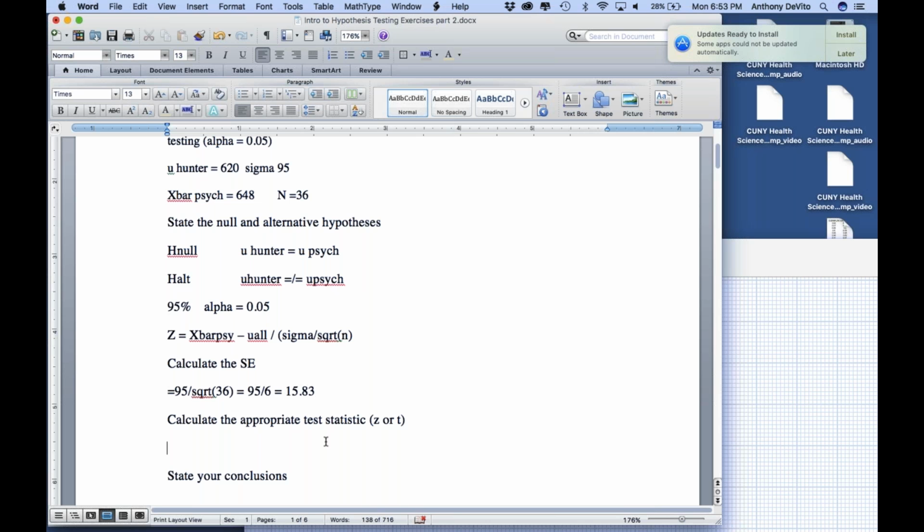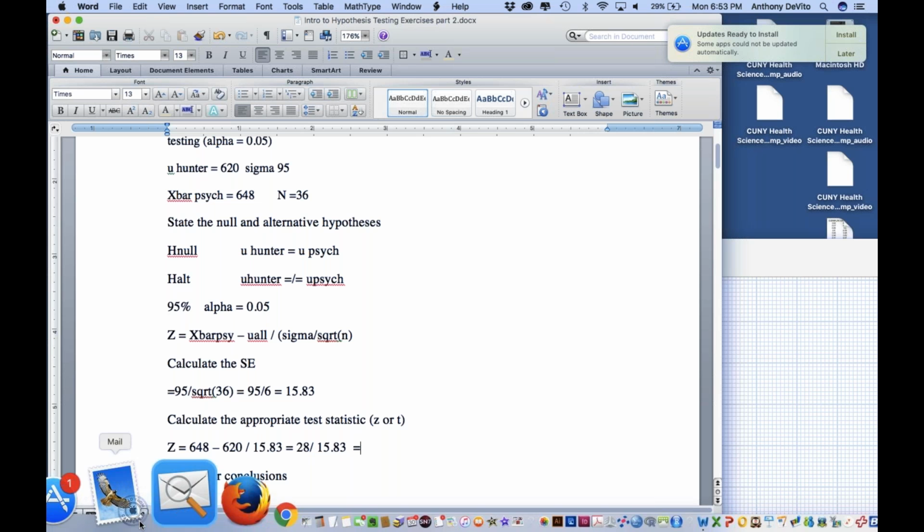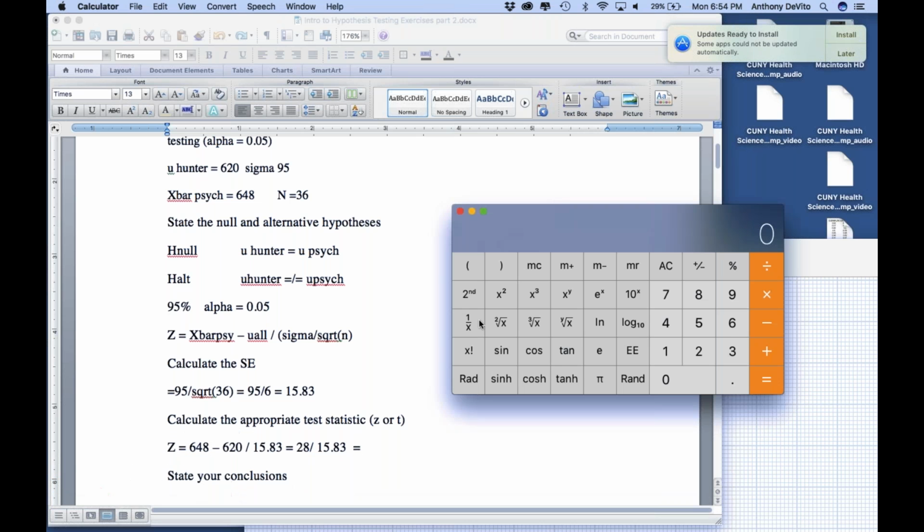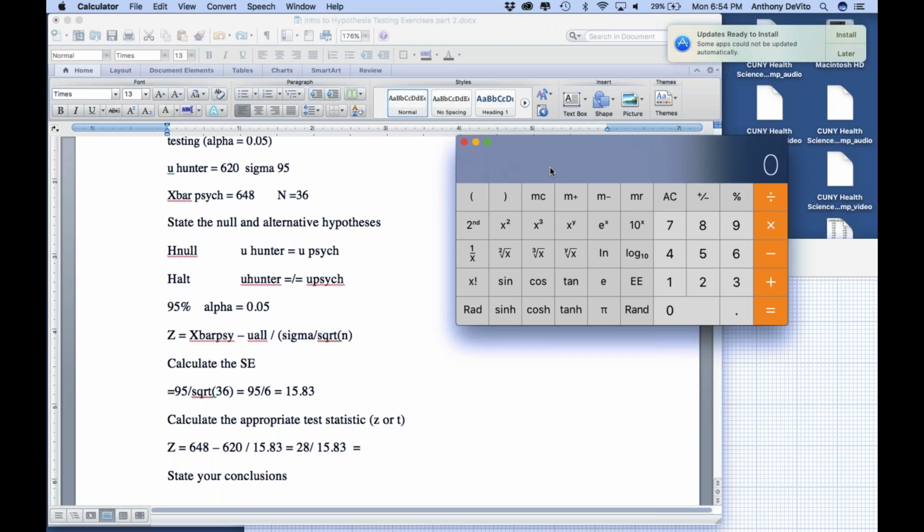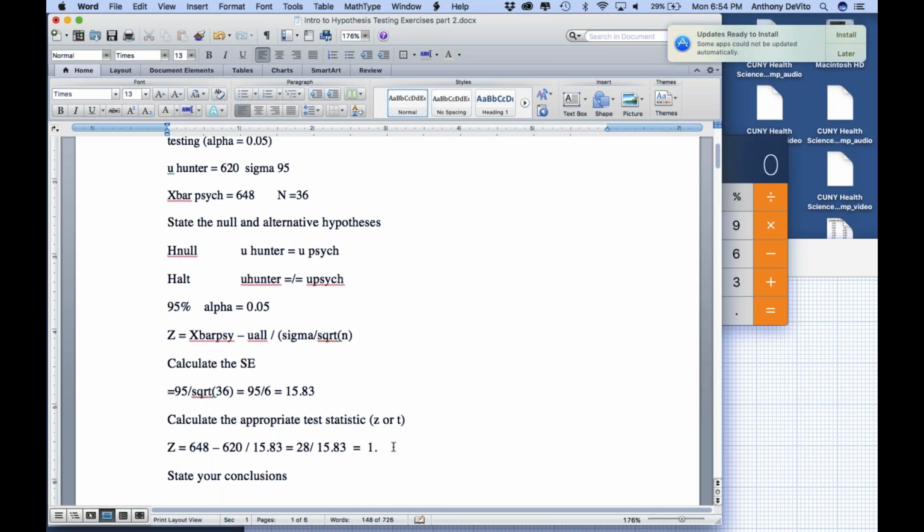Okay, so now, how many standard errors apart are these two values? Well, now we're going to calculate our z-score. Our z-score is going to be equal to x bar, which is 648, minus 620, over 15.83. So that's 28 over 15.83. What is that equal to? 28 divided by 15.83 is equal to, somebody got a calculator out there? What was that? 1.76. It is equal to 1.76.